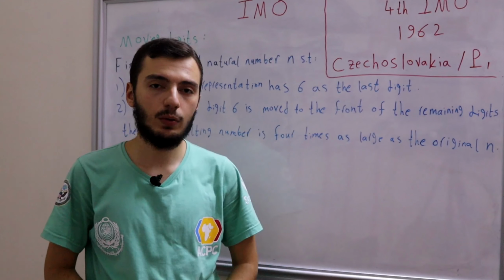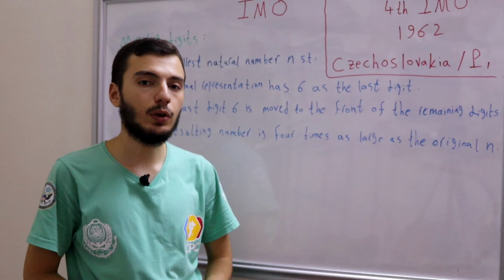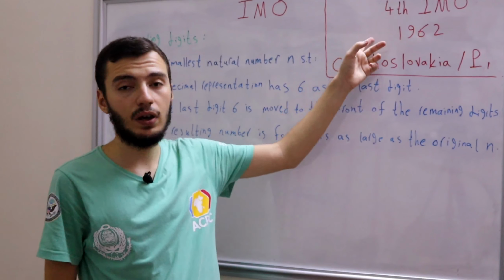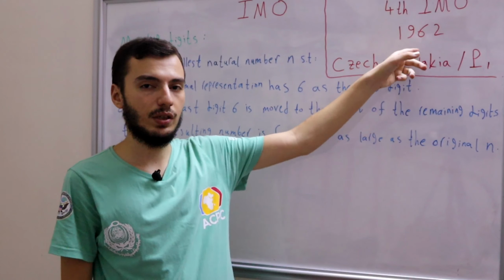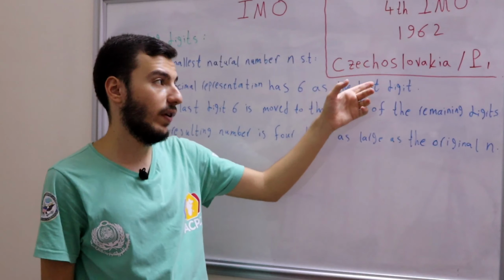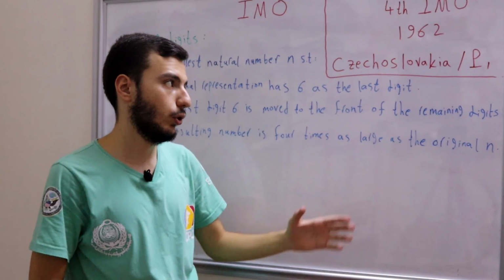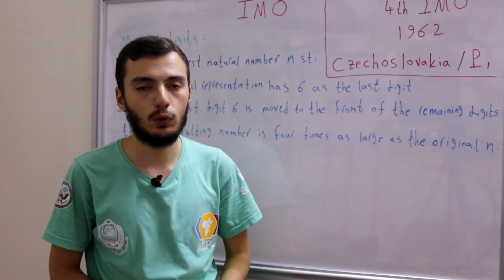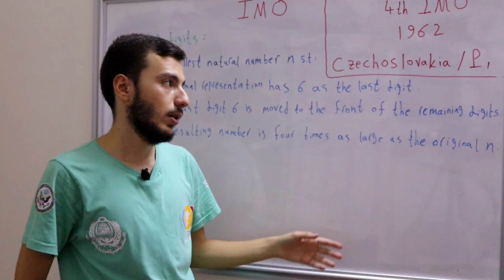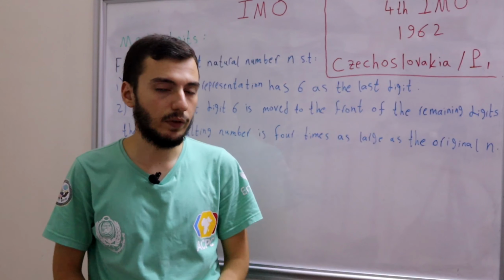So we're continuing our IMO playlist, IMO Press Problems playlist, and today we're going to start with the fourth IMO, which is IMO 1962. This IMO was held in Czechoslovakia, and as we always do, we're just going to solve problem 1 and problem 4 of this IMO. So in this video we'll be solving problem 1, and in the next video we'll be solving problem 4 of the fourth IMO.